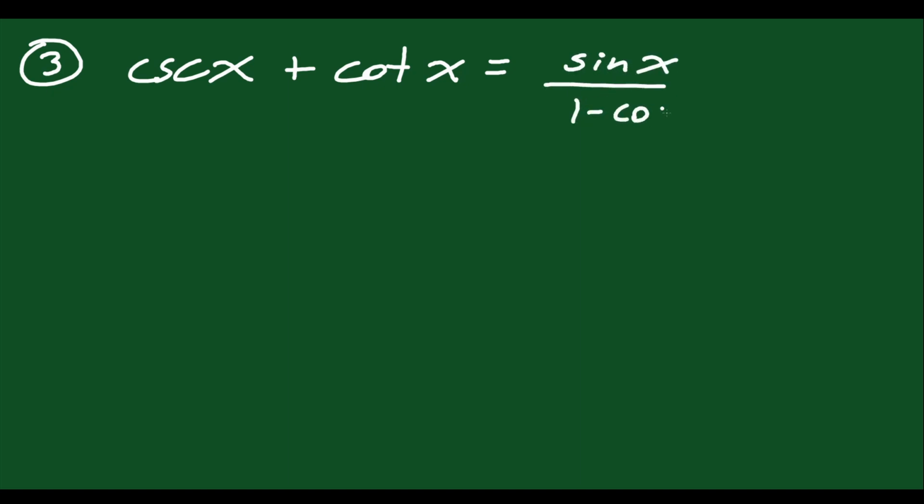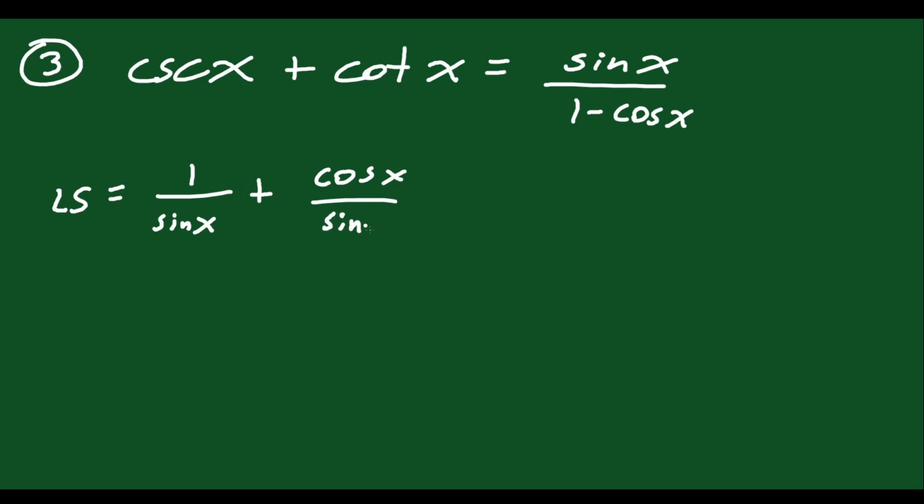We have cosecant x plus cotangent x equals sine x divided by 1 minus cos x. Okay. What side do we want to work on? Let's start on the left side, because I can change this cosecant into 1 over sine x, and I can change that cotangent x into cos x over sine x. I can add these together: 1 plus cos x divided by sine x.